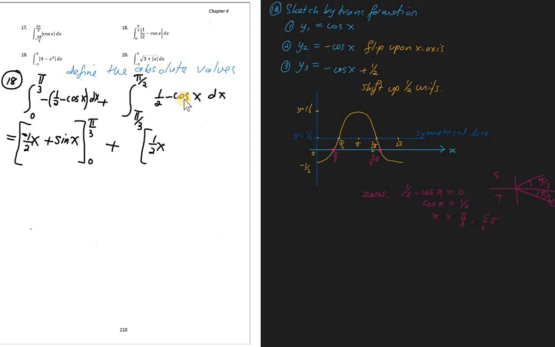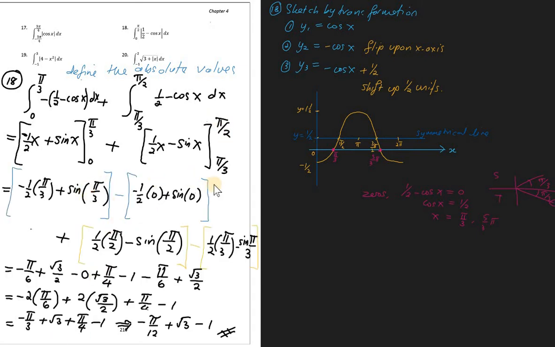Okay. Integrating cosine is sine, so negative sine. For a boundary, pi on 3 to pi on 2. So if my calculation is correct, we should get this as the exact value number, or you can just leave your answer as decimal places.